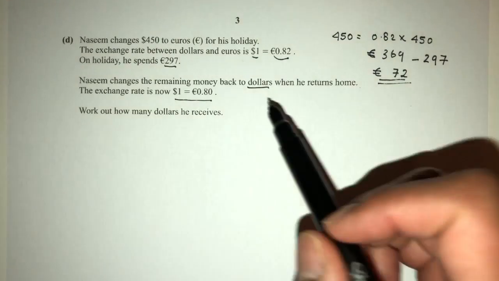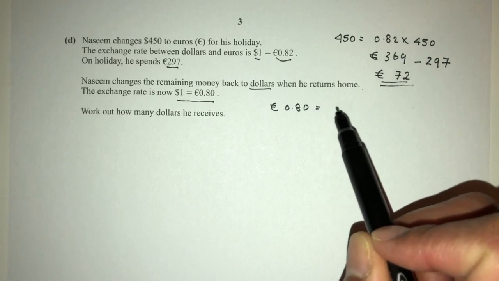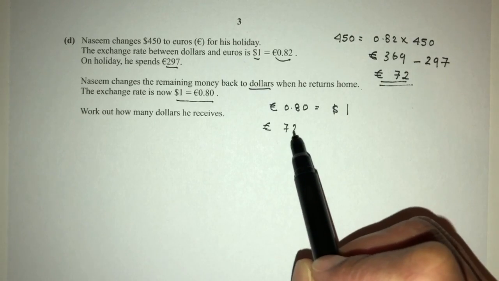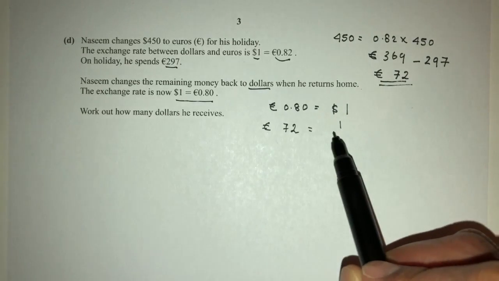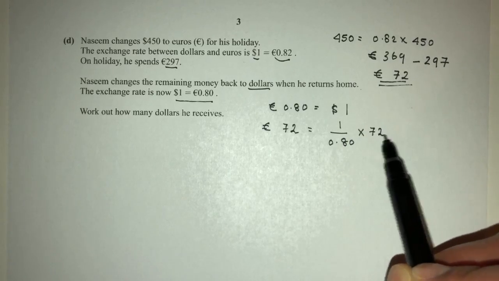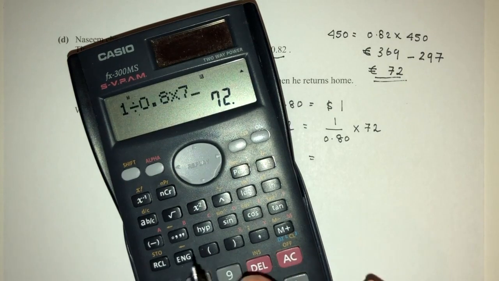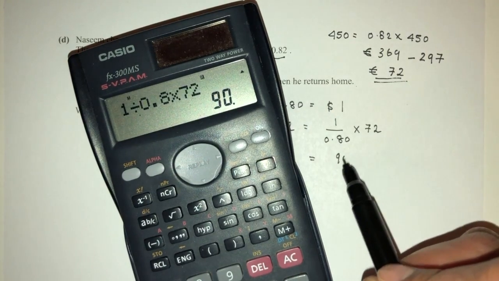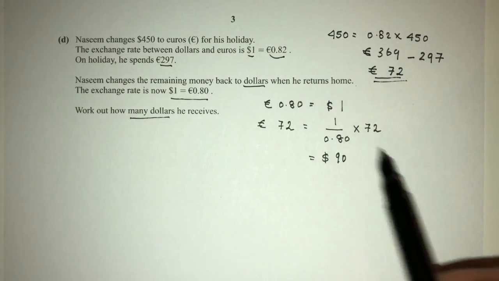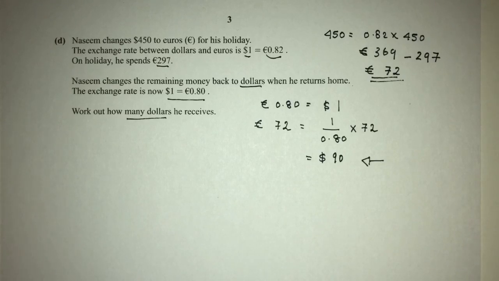Okay, so we know that 0.8 euros is $1. How much is 72 euros? That will be $1 divided by 0.8 times 72. That will be $90. So he will have $90 when he comes back. That will be question number 1.